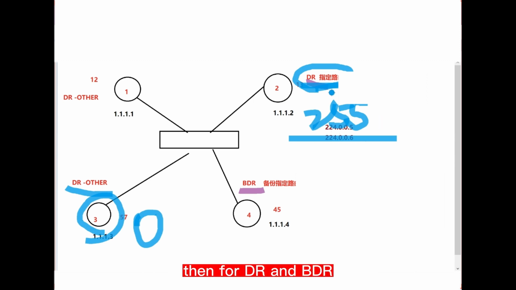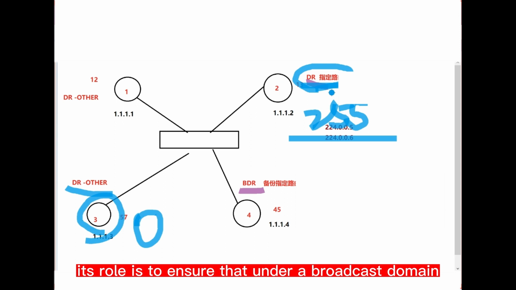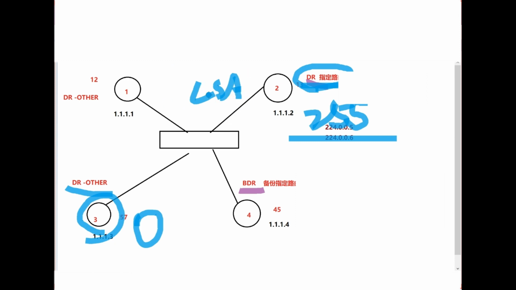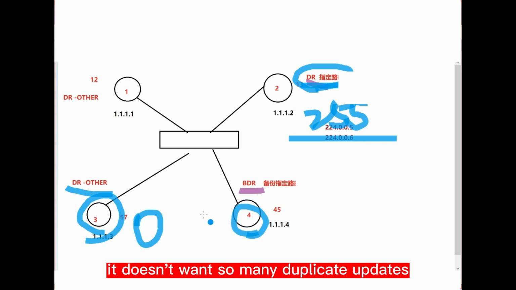The role of DR and BDR is to reduce the flapping of LSAs under a broadcast domain, just reducing some useless flapping. A device doesn't want so many duplicate updates.